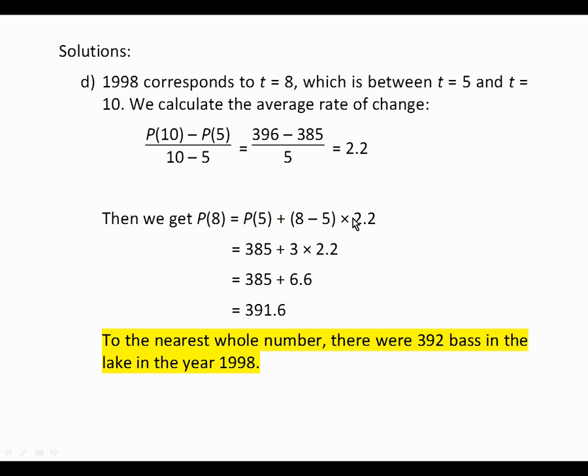Remember, this is step 1. 8 minus 5 is step 2. 8 minus 5 times 2.2 is step 3. And then add that to the lower functional value that you use to calculate the average rate of change.